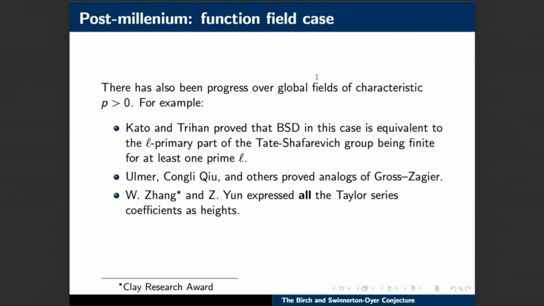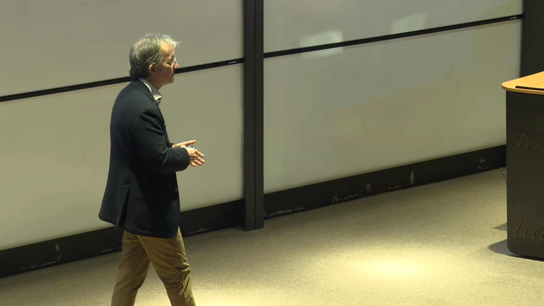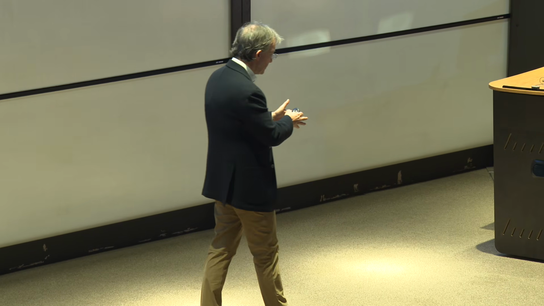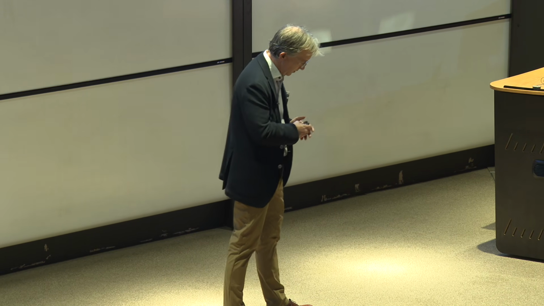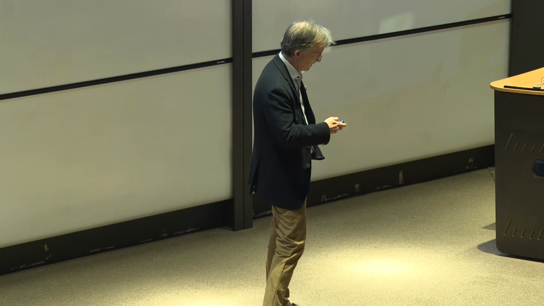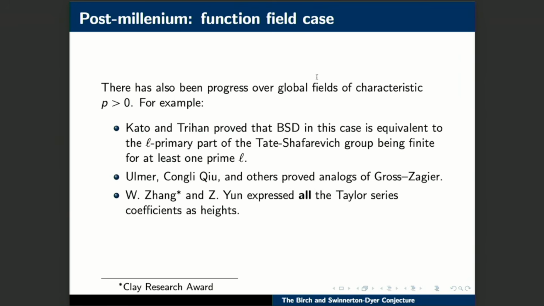There's been work proving analogs of Gross-Zagier over function fields, and very interestingly, in this case, Wei Zhang and Zhiwei Yun have found an expression for all of the Taylor series coefficients of the L-function, not just the leading term, in terms of heights. So the Gross-Zagier theorem essentially tells us a connection between the first coefficient and a height, and they were able to find an expression for all the others. That seems to be very much, at the moment, a phenomenon of function fields. We don't understand the number theoretic analog of that.